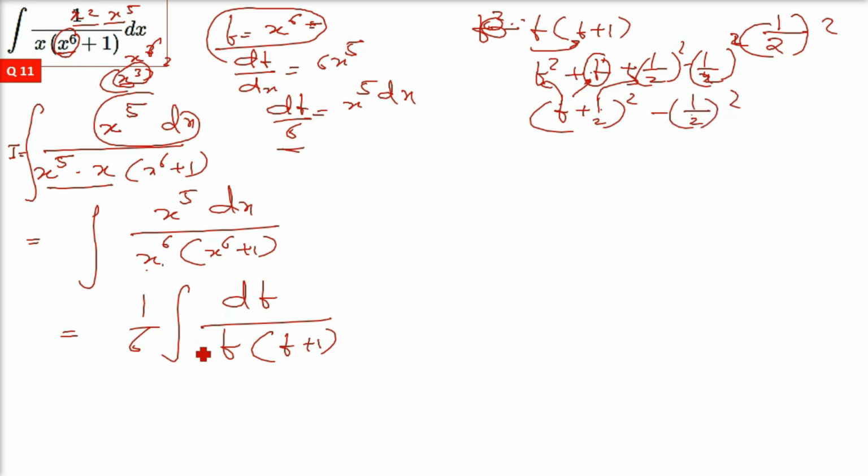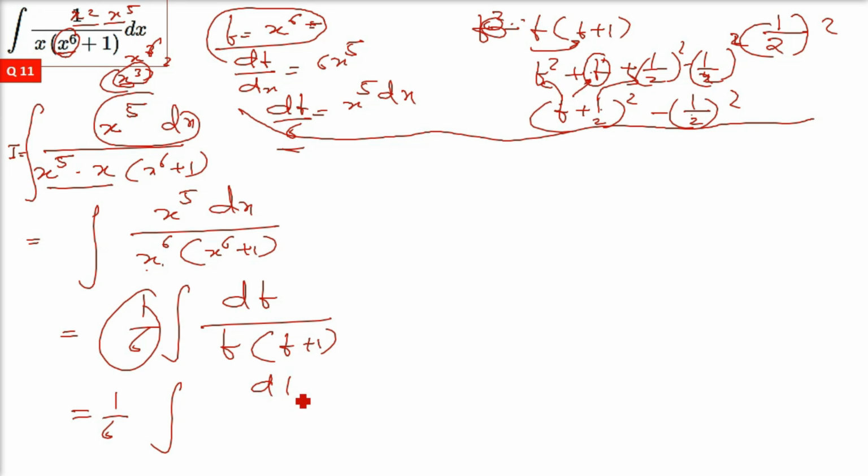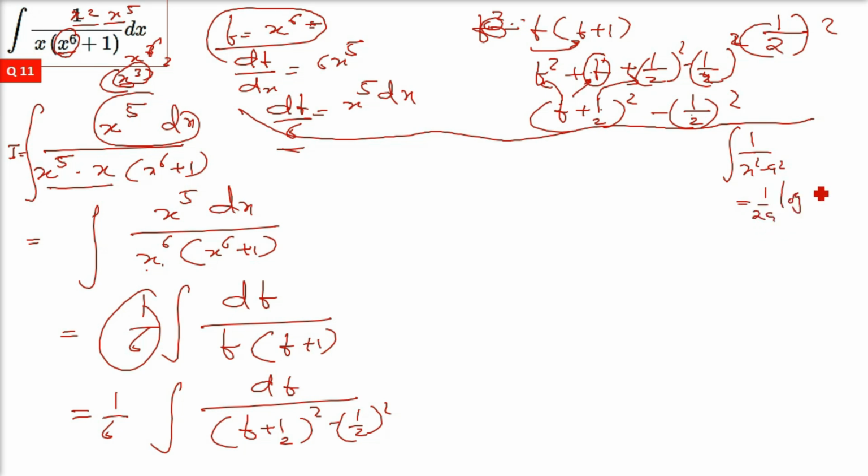Now this 1 by 6 we are going to just deal with for a while. What we are trying to do is, this dt by t into t plus 1 has become dt divided by t plus half whole square minus half whole square. Now this integration of 1 by x square minus a square we already know. We have been doing questions for this. It is 1 by 2a log of x minus a by x plus a, inside the modulus sign is important.